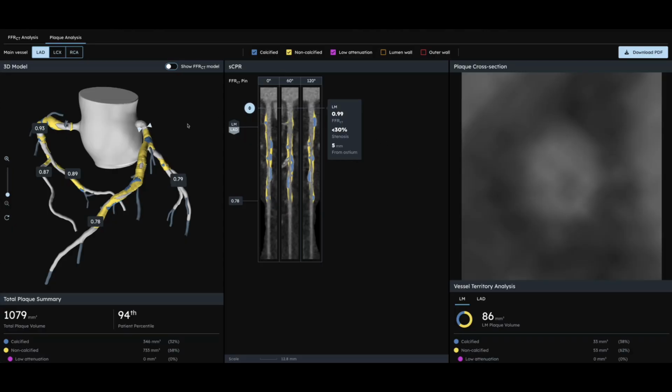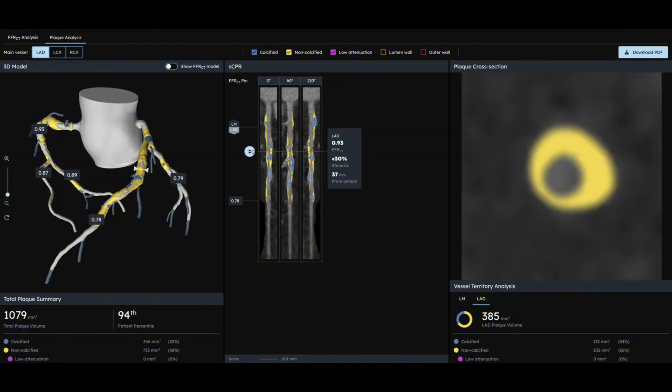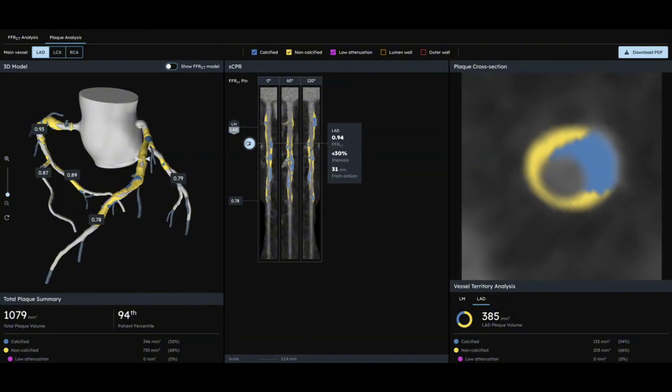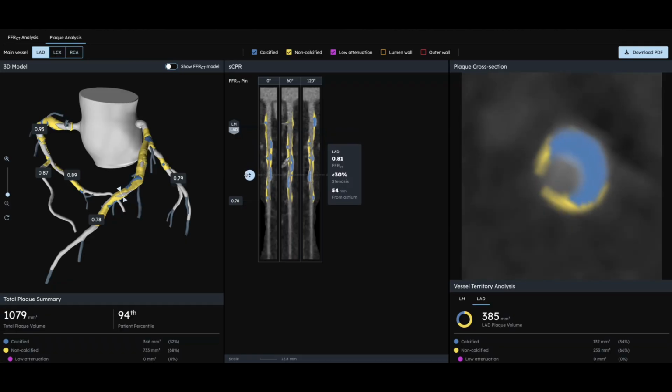On the left, you'll see a 3D reconstruction of this patient's coronary arteries. In the center, we have detailed cross-section views, and on the left, you can see the associated placement within the coronary artery. And then on the right, we have detailed vessel analysis showing how much plaque is in each vessel. And on the bottom right, we have a total plaque summary. So that's looking at all of the different types of plaque in all of the arteries, adding them up, and then looking at it from a percentile as well.